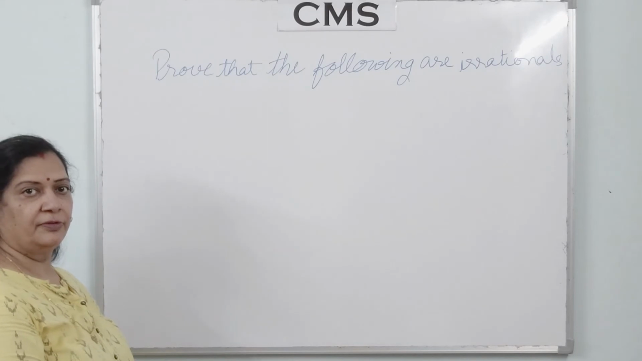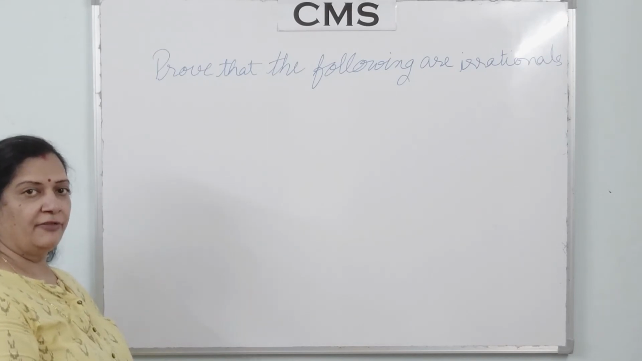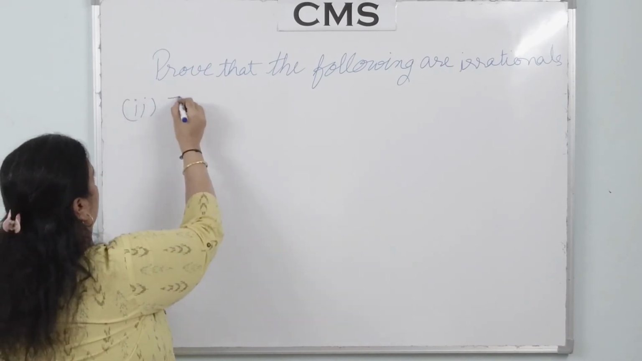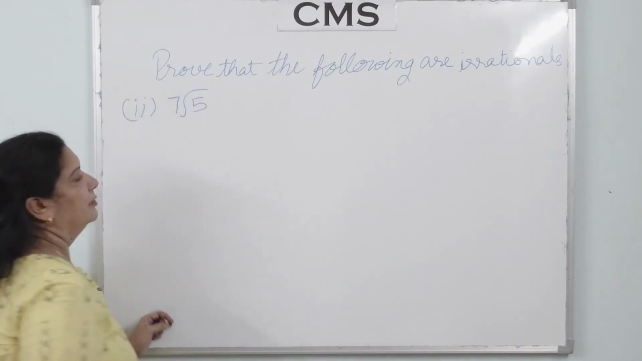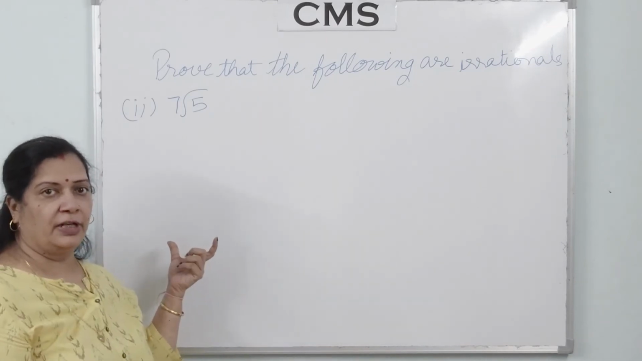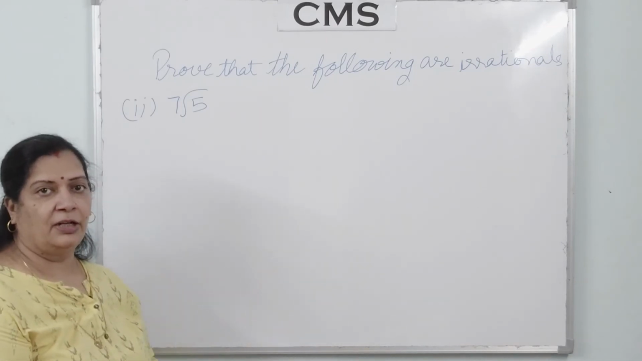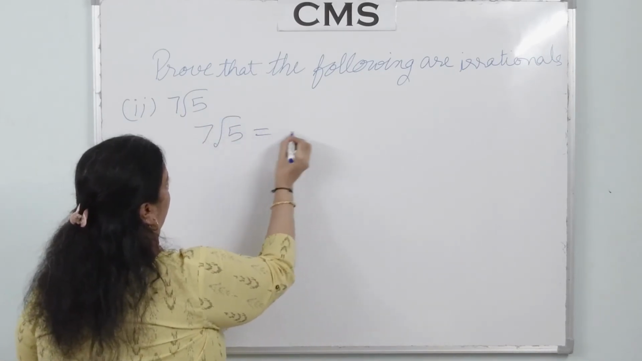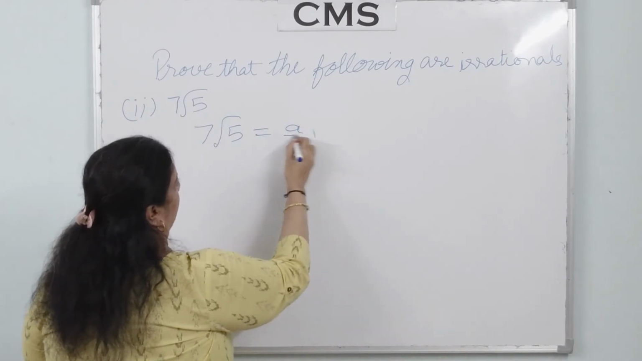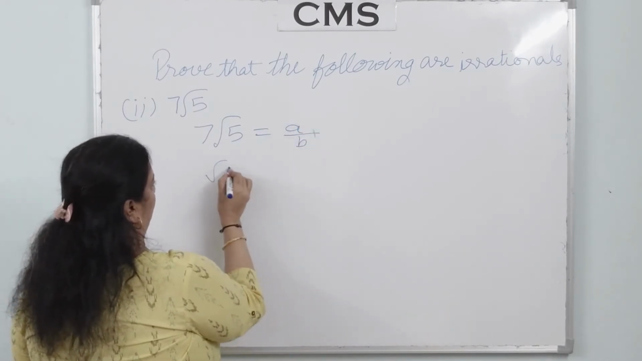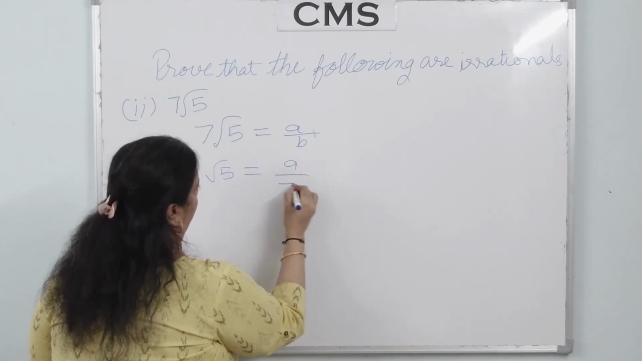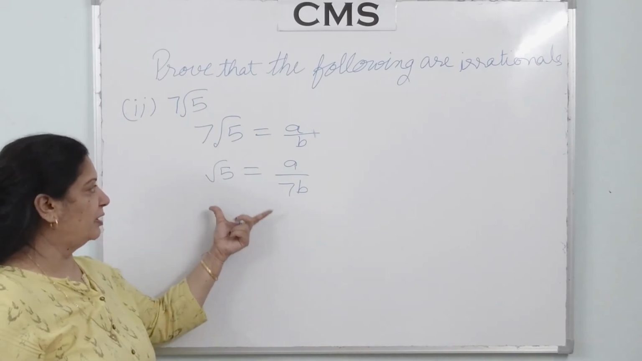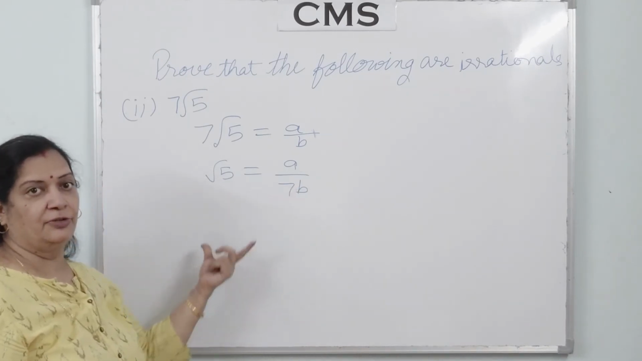The second part of question 3 is: prove that 7 root 5 is an irrational number. Again, assume that 7 root 5 is a rational number, and A and B are co-prime numbers. So 7 root 5 is equal to A upon B, so root 5 is equal to A upon 7B. When we solved, the value of root 5 came as A upon 7B, which is a rational number.